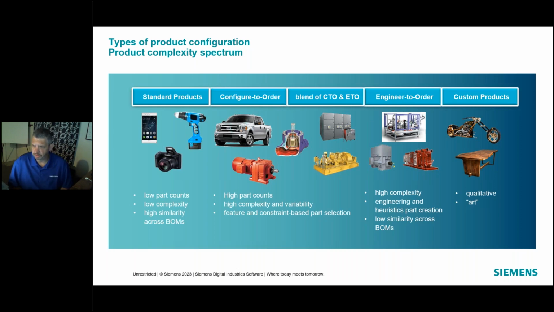Higher complexity, higher variability, and then we start to move into the blend of configure to order moving into the engineer to order. So maybe they're asking for something that's not available. So maybe they're asking for a custom paint color. It's still a configure to order, but we're adding an additional step there. And then we get into the engineer to order, right, where we have high complexity. We don't know what parts are going to be used because they may not have been developed yet. The BOMs are going to be different.